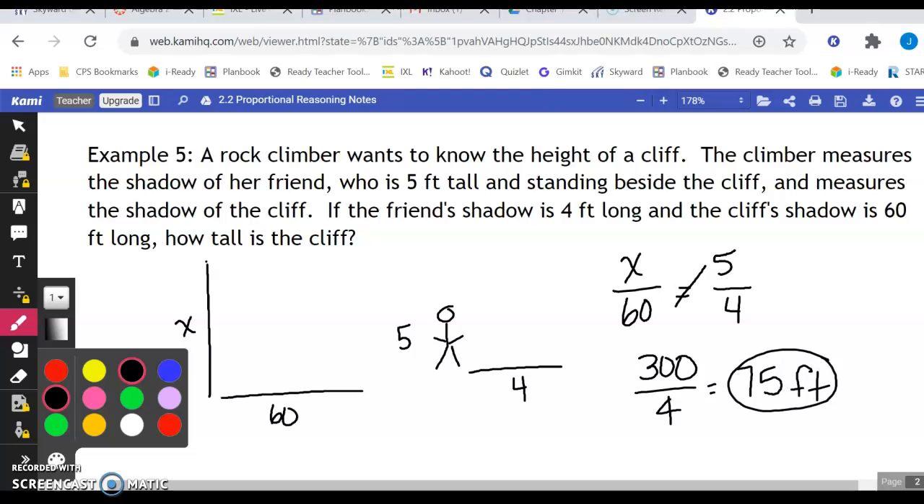Now you may not have set up your original proportion the same way that I did, but as long as you keep the same things proportional to each other. So for instance, I could have done the heights. I could have done x over 5, but I started with the x off of the cliff, so I have to start with the cliff on the other dimension, and I could have done 60 over 4. We're still going to do 60 times 5 and divide by 4 and come out with the same answer. So there's lots of ways to set this up. You just have to keep everything lined up the correct way.